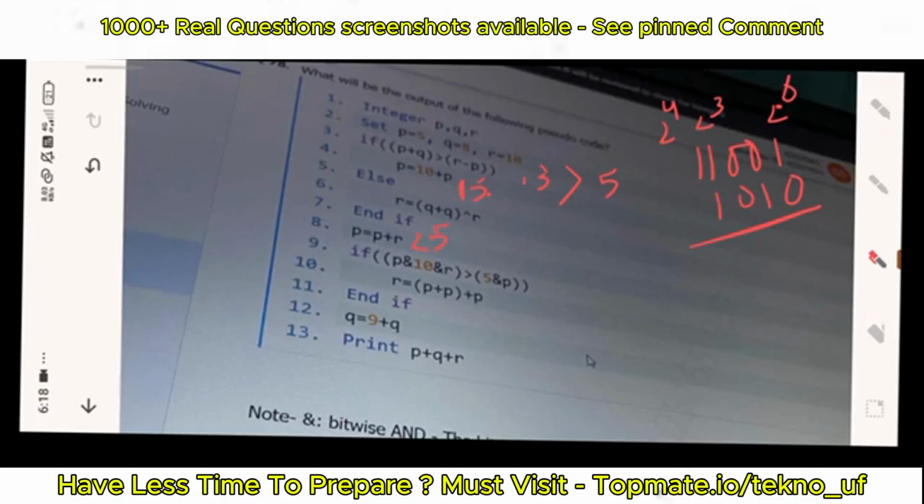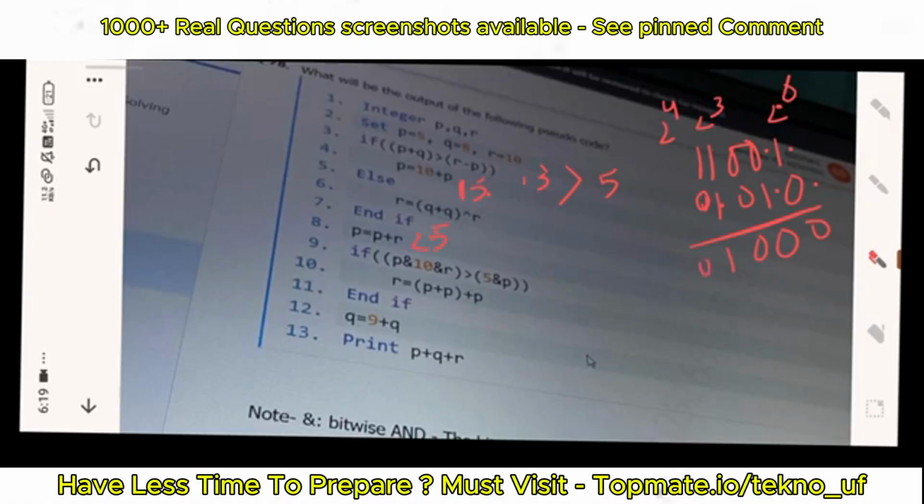Okay, so let's solve this problem. So we are performing AND operation. In case of AND operation, if one of the values is false, then the whole statement is false. That means true and false becomes false, true and false becomes false, and false and false is also false. True and true is the only case where this will be true.